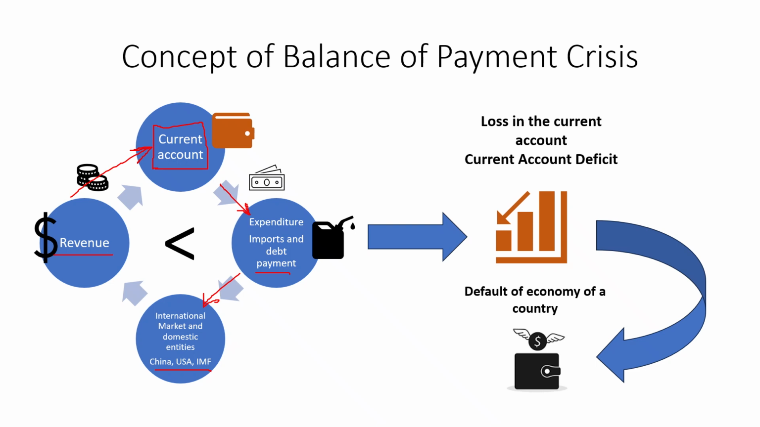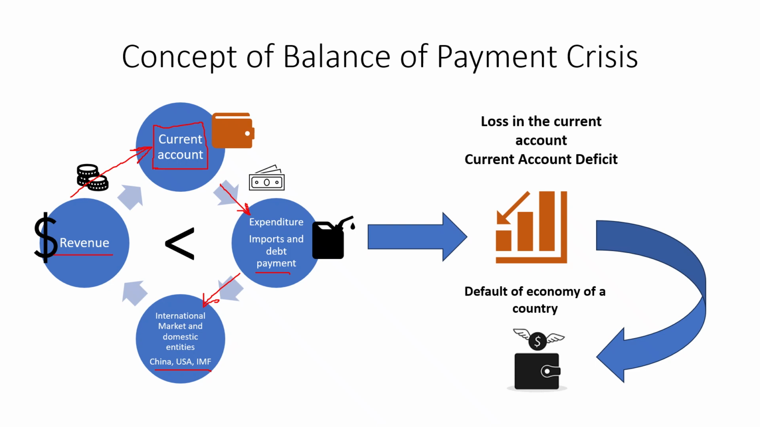But if the situation is reversed, the imports are more than exports, or I should say, if the expenditures are more than revenue, we call this current account deficit. Because our current account is in a deficit, we are spending more and we are earning less. And if it continues for a period of time, we start fearing the default of the economy of a country. So this whole is the concept of balance of payment crisis.